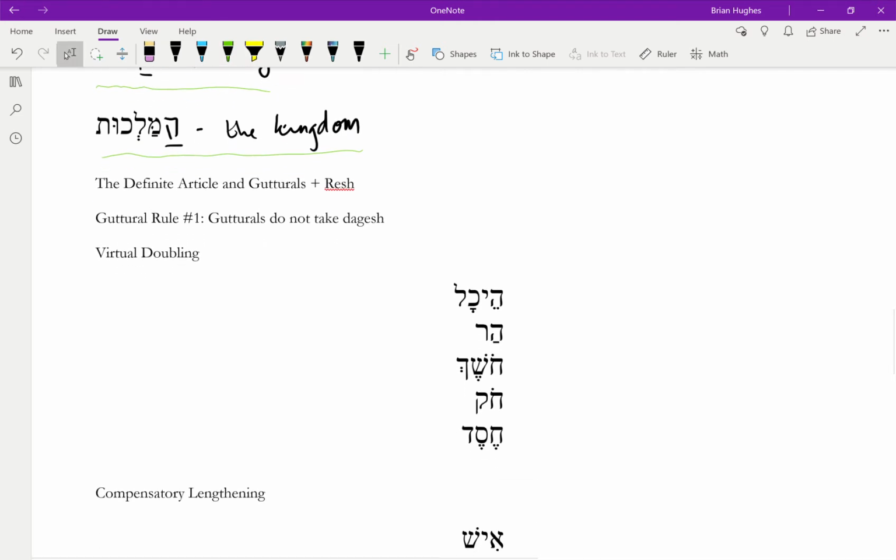Now, I think it was the last chapter or the chapter before that, we learned the first guttural rule, which is that gutturals do not take dagesh. They can't double their sound. This is just the written Hebrew mirroring pronunciation. It's hard to double a silent letter or something that's already back in the back of your throat.